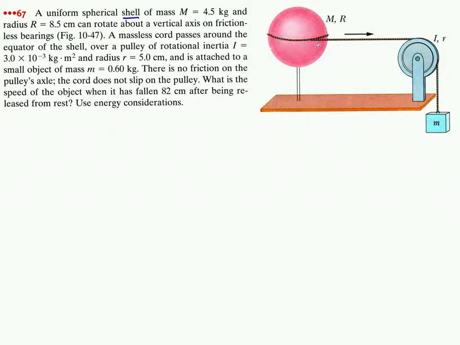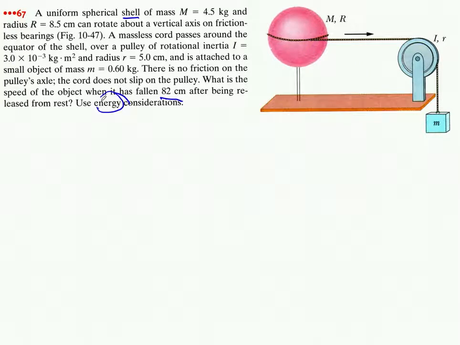A massless cord goes around that over a pulley of rotational inertia and radius, and is connected to a small object of mass there. There's no friction, the cord does not slip. What's the speed of the object when it has fallen that far after being released from rest? Use energy conservation considerations.